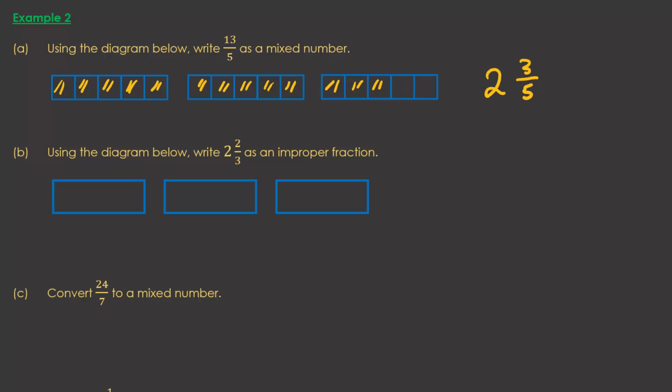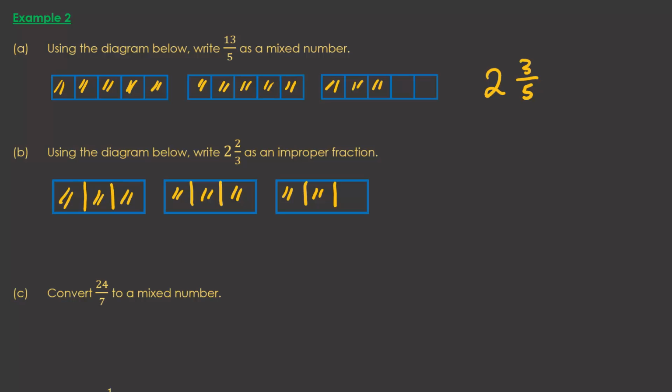Using the diagram below, write 2 2/3 as an improper fraction. So what I need to do with each of these wholes is split them into 3 equal parts. I'm not going to spend too much time worrying about whether they're equal. So I need to shade 2 of those, 2 wholes. And then with this being 2/3, I need to shade 2 parts of this one.